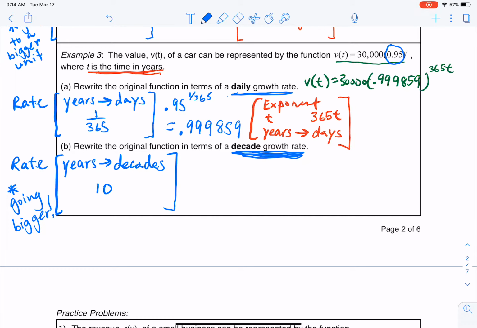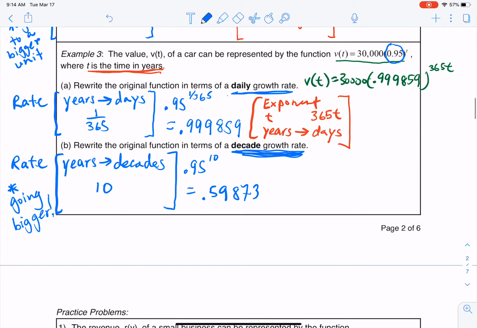All right, so to recalculate my rate, I'm going to take 0.95 and raise that to the 10th power. You have to get to your calculator to do that. When we do, we should get 0.5987369.